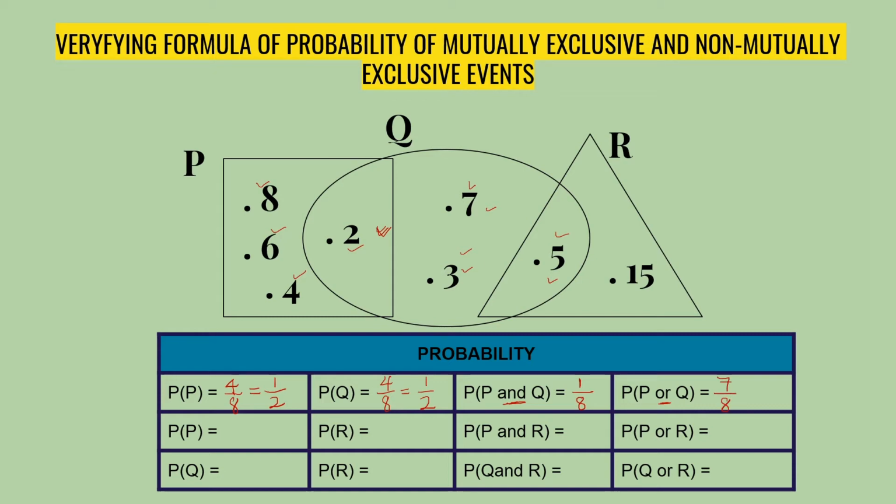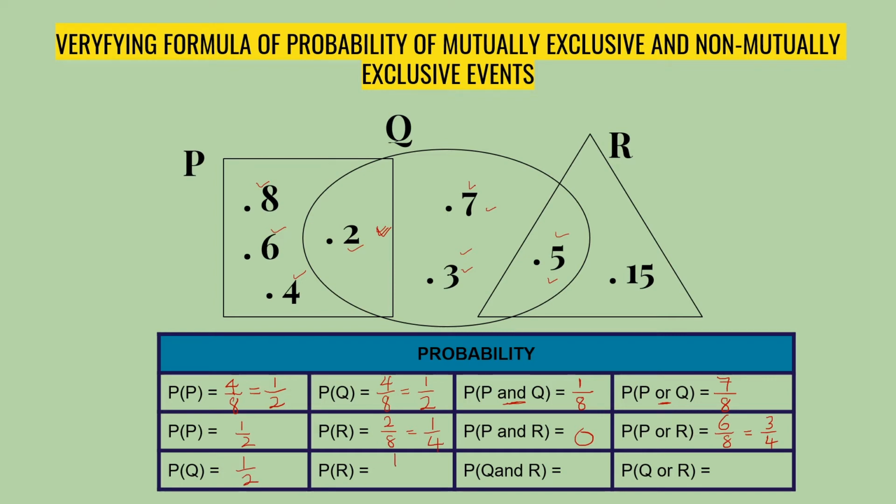Again, we just write down the probability of getting P is 1 over 2. Probability of getting R: here we have 2 elements in R, so 2 over 8, which is 1 over 4. And P and R: as we can see, there is no intersection between P and R, so here it will be 0. P or R means we calculate all elements in P, which is 4 elements, 8, 6, 4, and 2, and R, we have 2 elements, 5 and 15, so we have 6 over 8, which is 3 over 4. Very good.